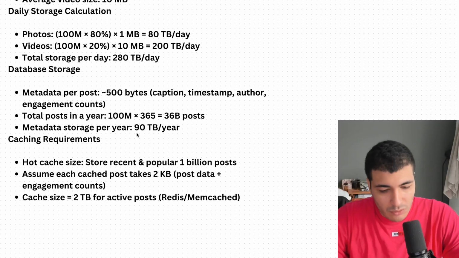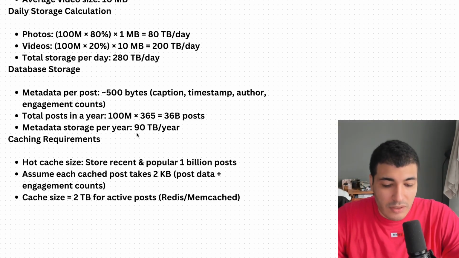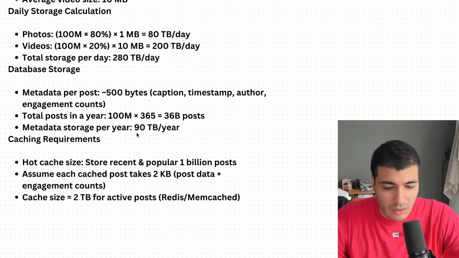We need to also think about the hot cache size, because we store recent and popular 1 billion posts. We will assume each cached post takes 2 kilobytes, and the cache size will be like 2 terabytes for active posts, and we can use this in Redis and Memcache.